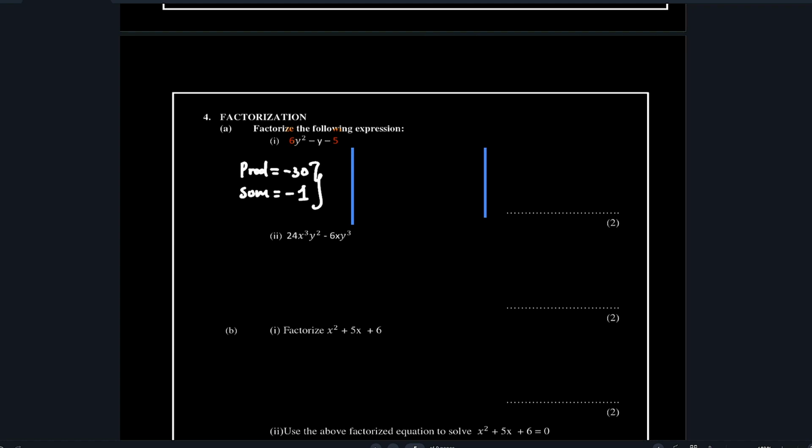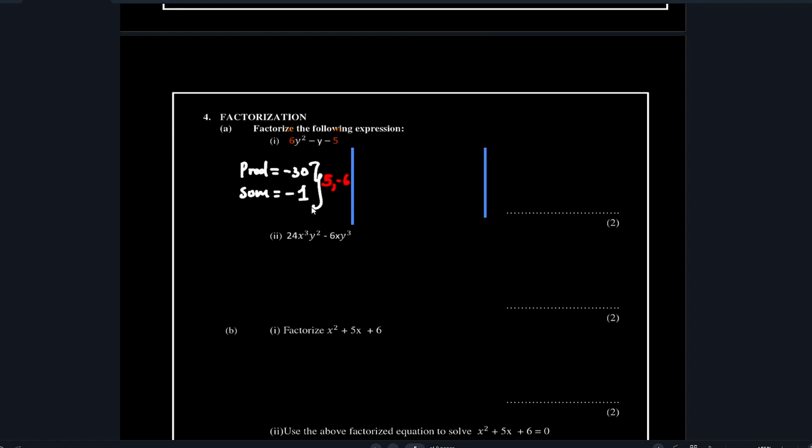Because you can see the middle term there is y, so it's minus 1. So at this point, the two numbers are going to be 5 and negative 6. Because 5 plus negative 6, we shall get negative 1. But also 5 times negative 6, we are going to get negative 30. So those are the two numbers whose product is negative 30 and the sum is negative 1.